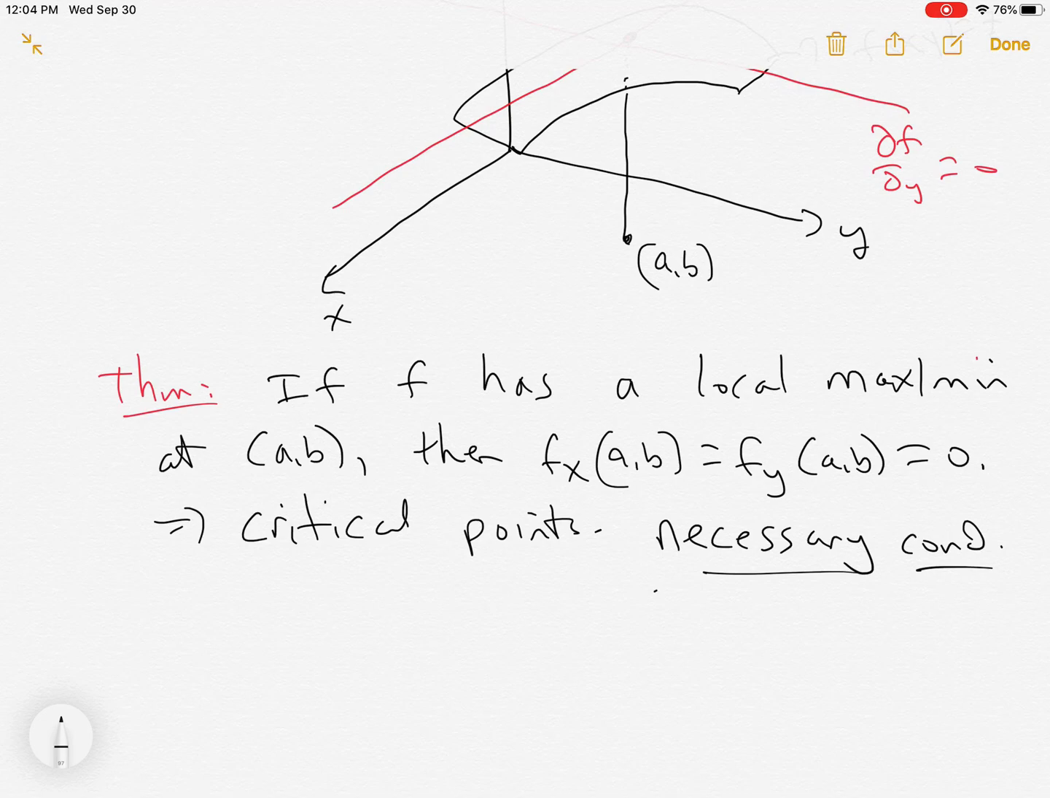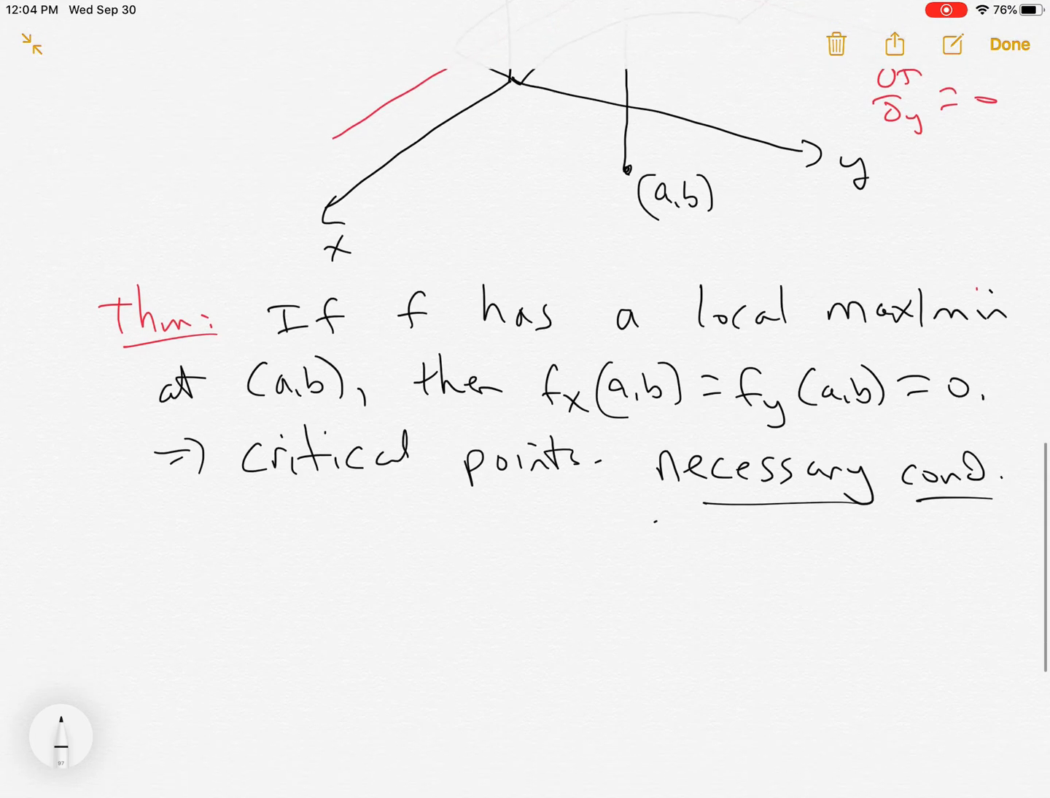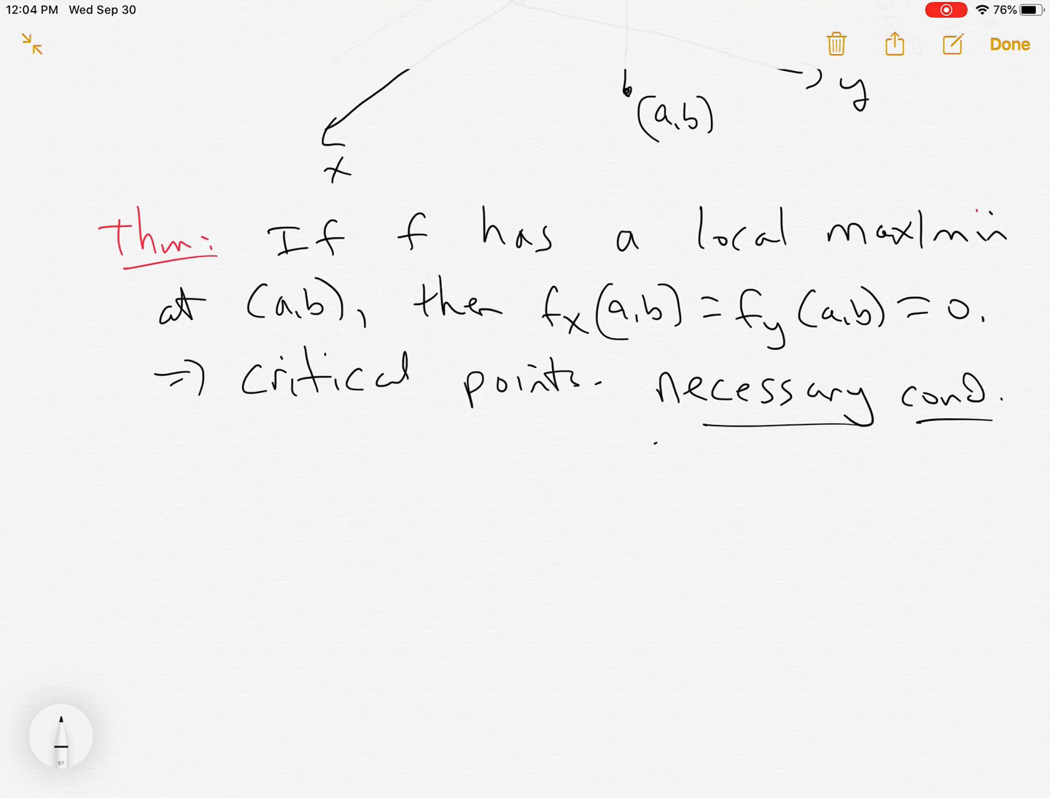And also, if the partials are undefined, they could be a max or a min. Okay, so that's the theorem that tells us about critical points, right? So critical points happen when the partials equal 0 or undefined. And the actual working theorem to classify, they call it the second derivative test.